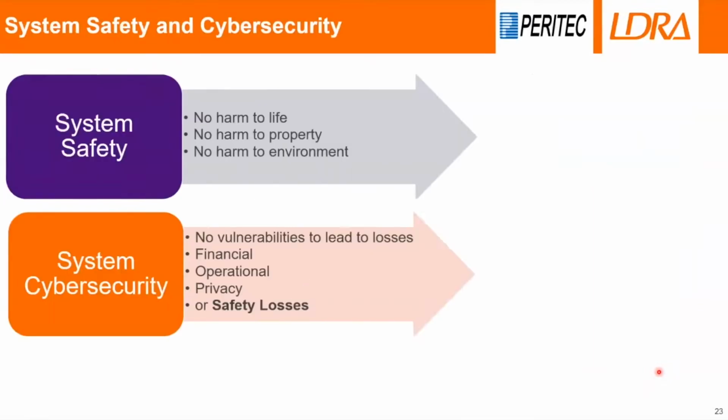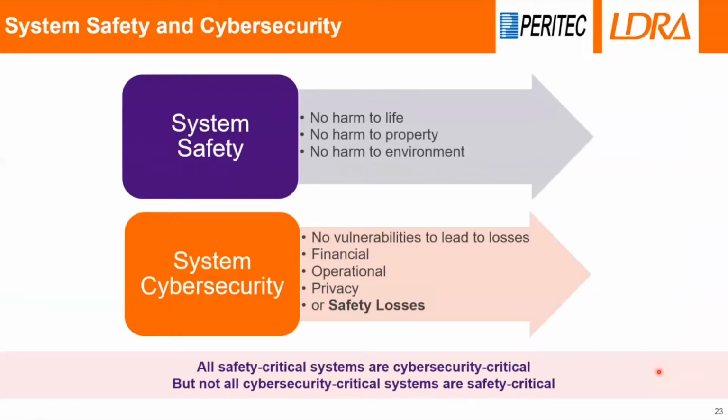So now let us look into the similarities and differences between system safety and cybersecurity, because most of the times it is confusing for the users to understand system safety and security. So when we are talking about system safety, if the product fails, it shall not create any harm to life, property, and environment. So this is what we mean by system safety.